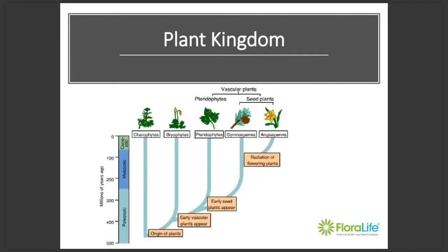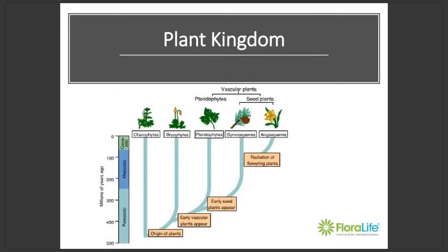Now, these two groups are what's called non-vascular plants. Now, that means that they don't have any veins. So they don't have the veins to move the food and water to different parts of the plant. Now, these plants, for that reason, tend to stay small, and they must remain in contact with moisture at all times because they don't uptake the water from roots, they absorb the moisture through their tissues.